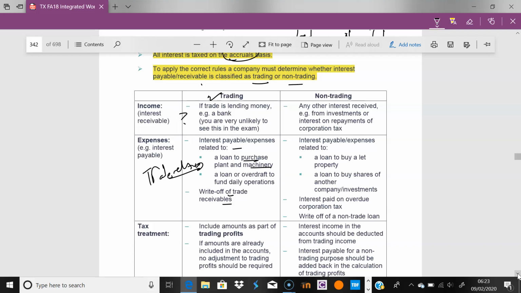Now, of course, we don't expect a business that's trading in fish to have any real trading interest income, apart from maybe interest coming in on their bank account, because they're not a bank. And we will not be seeing this in the exam. So it's very unlikely you'll ever be including interest income as part of your trading income. Rare.